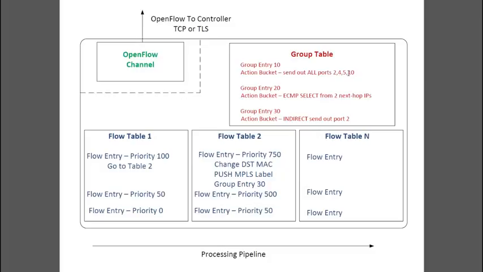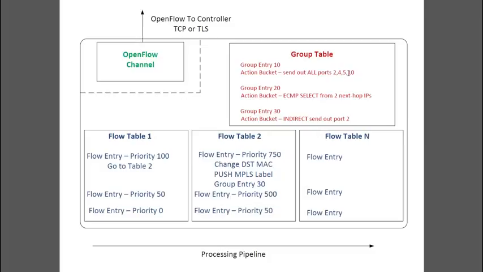Action buckets can do other tasks, such as have multiple actions, and have the switch pick from one amongst them. For example, with ECMP, or load balancing traffic, the switch can pick one from a set of next-up IPs or output ports. Another advantage of group tables is the ability to map multiple flow entries to the same group entry. So you could have 100 flow entries that all point to, say, group entry 30, which says send packets out port 2. If you change this group entry to send packets out, say, port 5 instead, you're effectively changing the behavior of the 100 flow entries pointing to this group entry in one swoop.